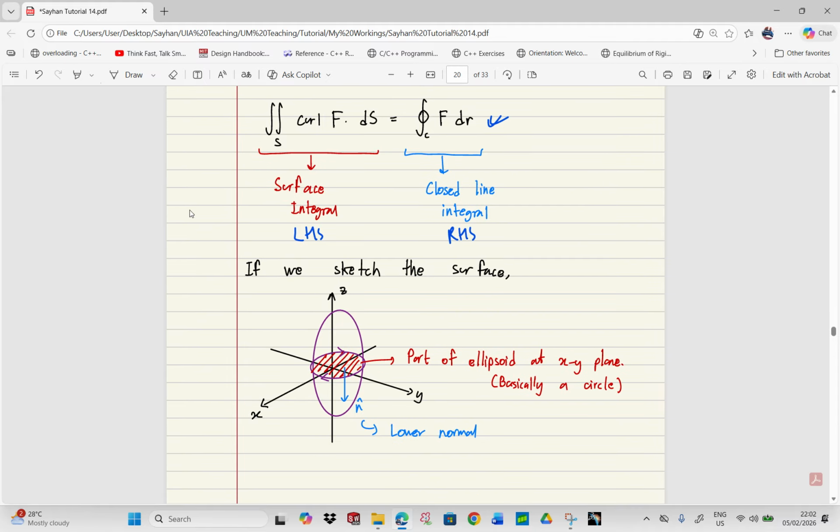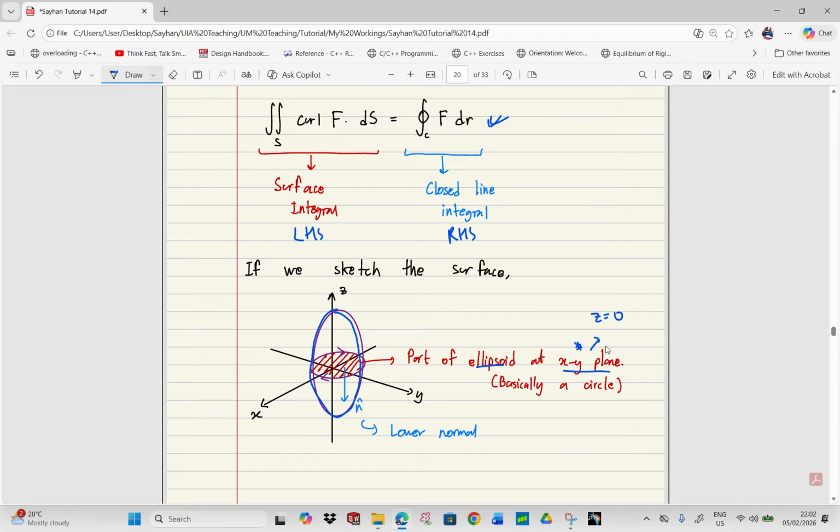So basically it looks something like a tablet, maybe like the medicine tablets that you are familiar with. That's what an ellipsoid would look like. They're interested in the xy plane only, meaning your z is 0. So technically it's a circle. When z is 0, it's a circle, and your n is going downwards because they specifically say lower normal.